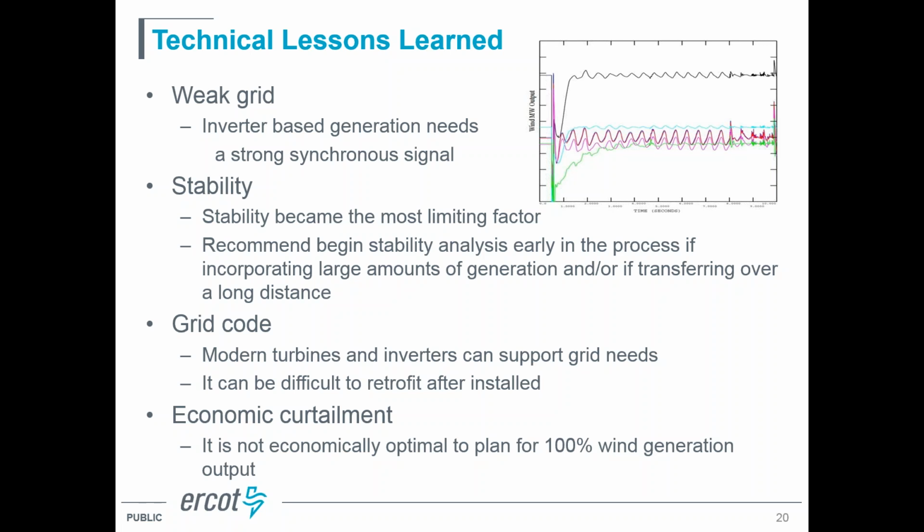And you get this, and I've included a graph that illustrates what happens when you don't have that strong synchronous signal. You get the inverter sort of hunting around and oscillating to find that signal, and it creates a lot of oscillations on the system. And in many cases, the inverters, the generators will just trip off the grid.